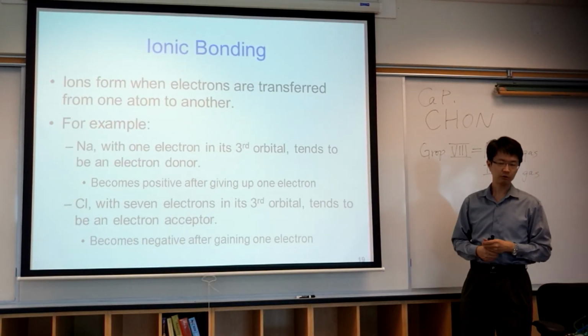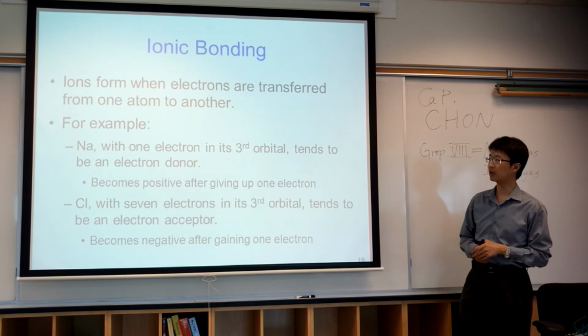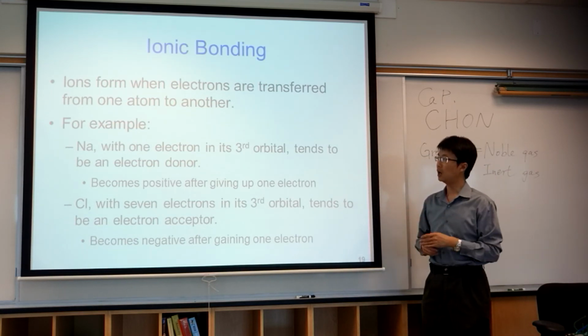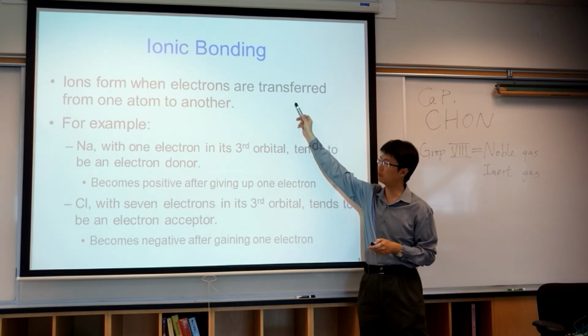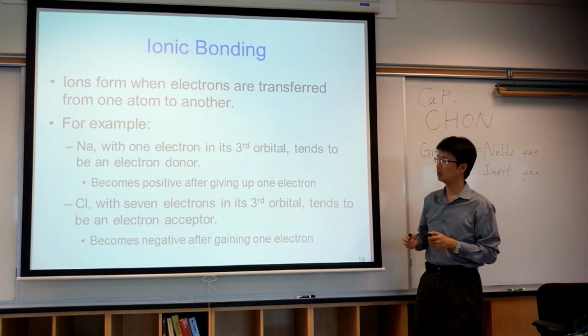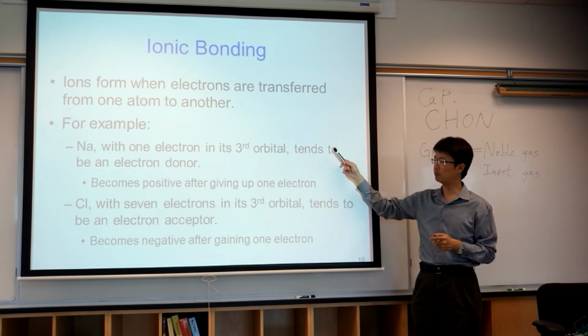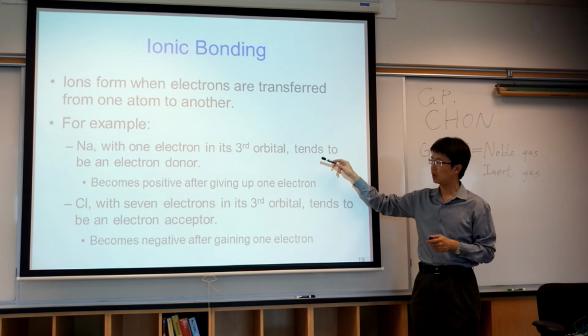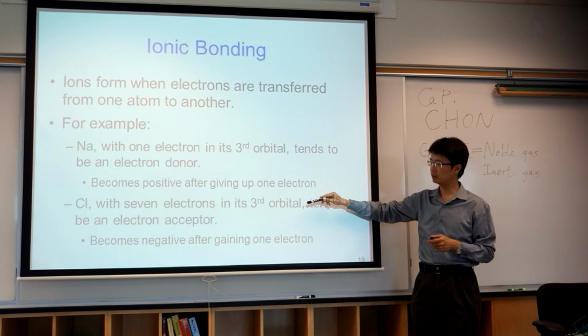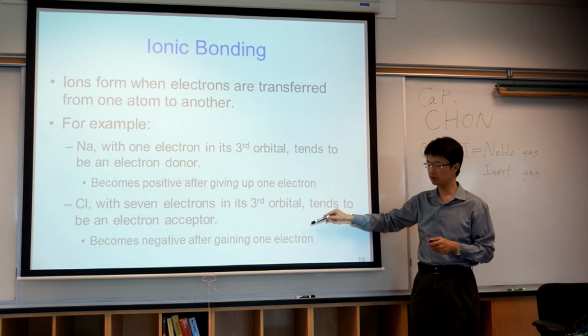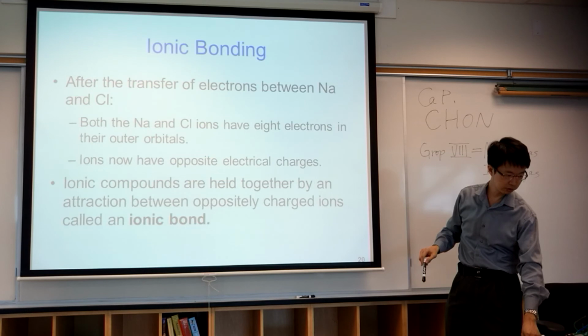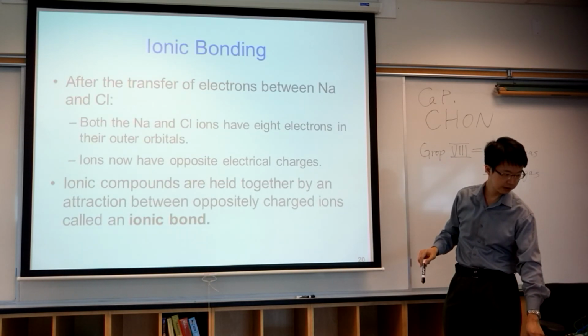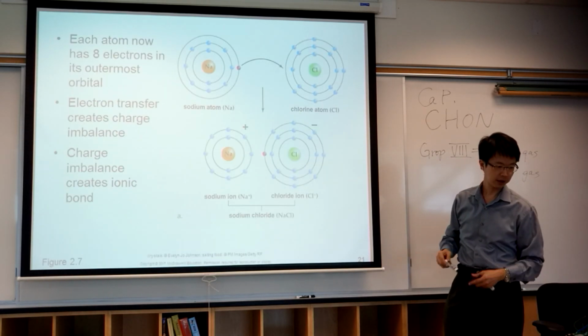The first type of bond we want to talk about is the ionic bond. An ionic bond is a complete transfer of electrons from one atom to another. It gives you an example, sodium and chloride. It tells you that sodium, with 1 electron in the outermost shell, becomes the donor. Chloride has 7 electrons in the outermost shell and becomes the receiver. Let me show you the picture. It should be easier.